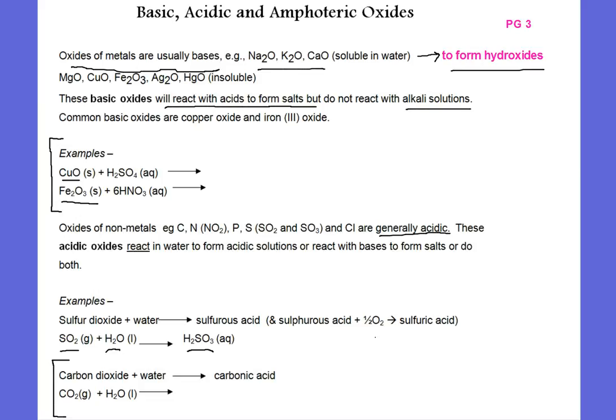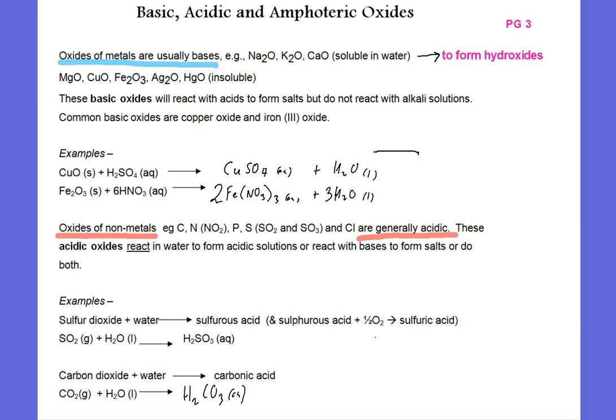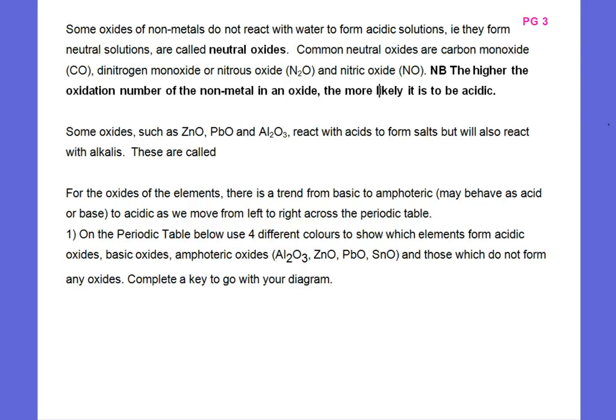And let's check the answers now. First of all, hopefully you balanced those two metal reactions and have also managed to balance the carbonic acid reaction. But the key thing on this particular slide are these two facts. The things you need to know: oxides of metals are usually bases, and oxides of nonmetals are usually acidic. On to the next section of the notes.